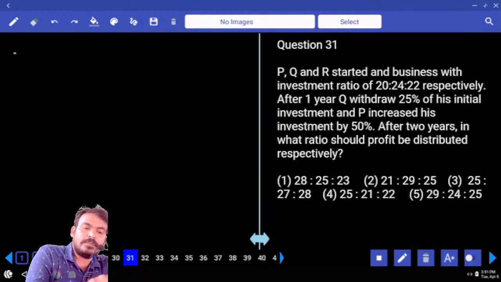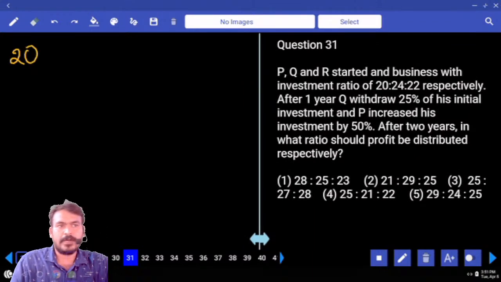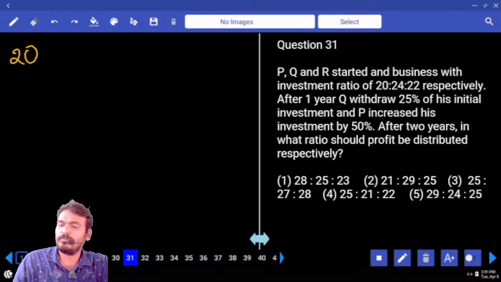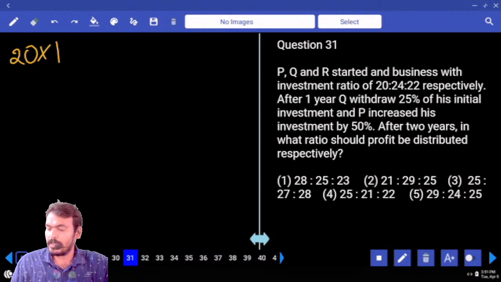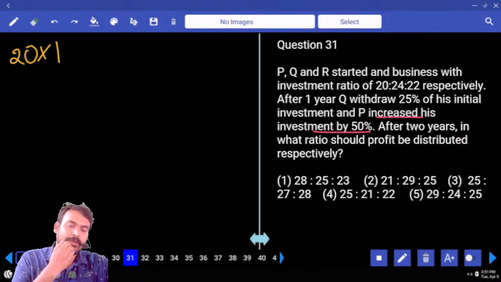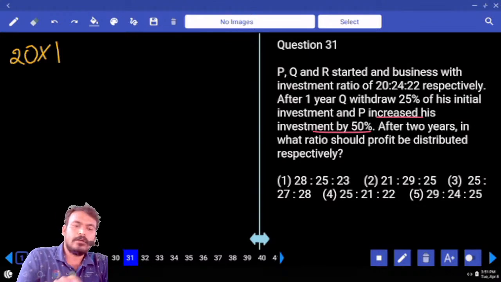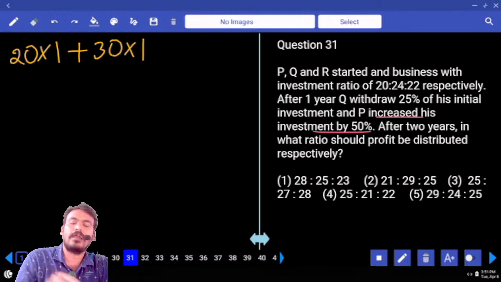What is P's initial investment? 20 parts. The 20 parts are used for how many years? 1 year. After 1 year, P increased his capital by how much percent? 50%. What is 50% of 20? 10. 20 plus 10 is 30. That 30 is used for another 1 year.